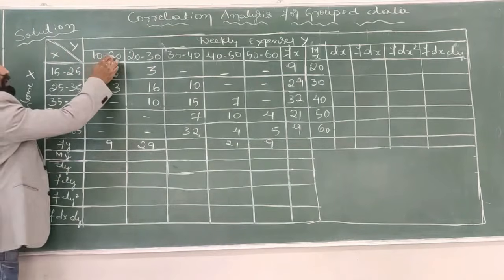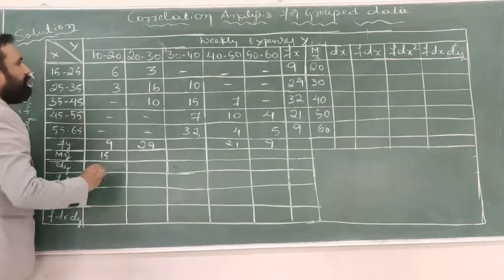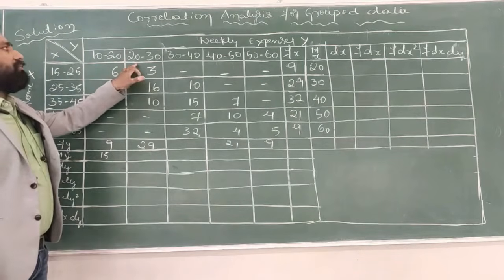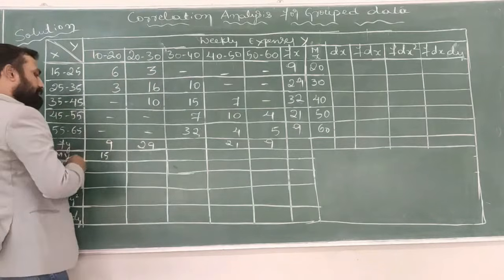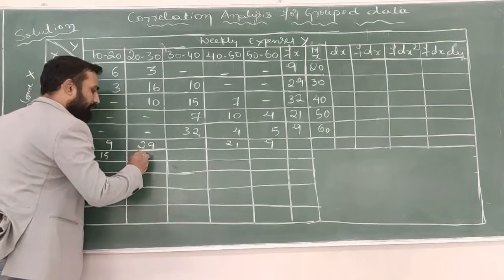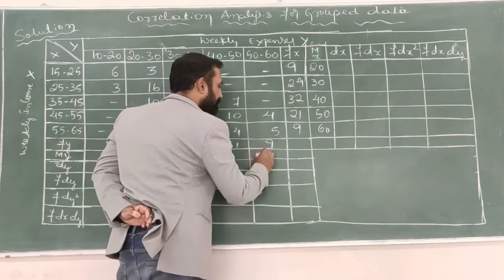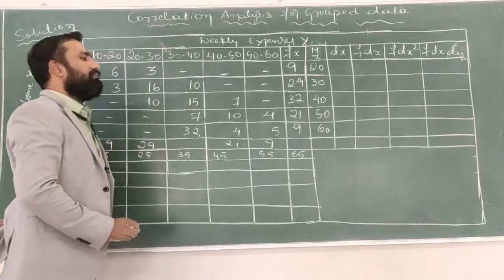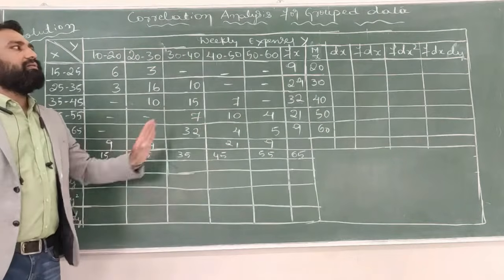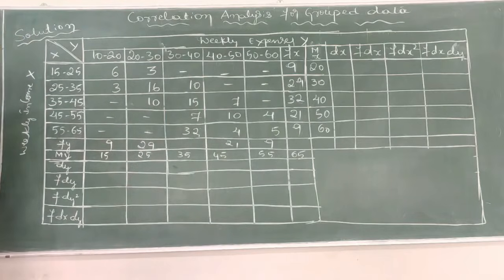In the same way, the mid value of y. Here 10 plus 20 is 30, 30 divided by 2 is 15. In these class intervals also, the class interval has increased by 10, so it is 15, 25, 35, 45, 55 and 65. So this is the way we find the mid value of x and the mid value of y.